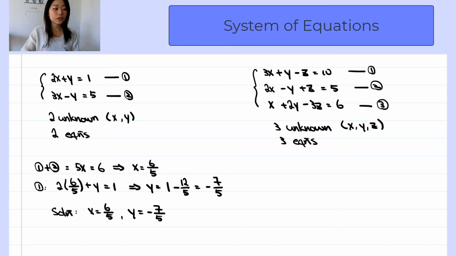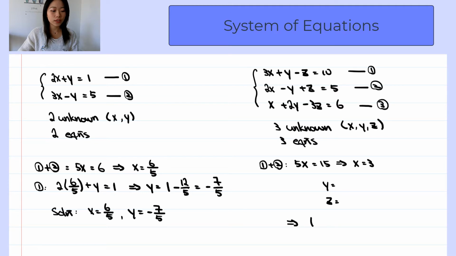Let's try to do the same trick. Let's do equation 1 plus equation 2. Then we get 5x equals 15, so x equals 3. Then we can substitute x equals 3 back into our system of equations, and then we can find the y and the z. So for this system of equations, we'll also get one solution.